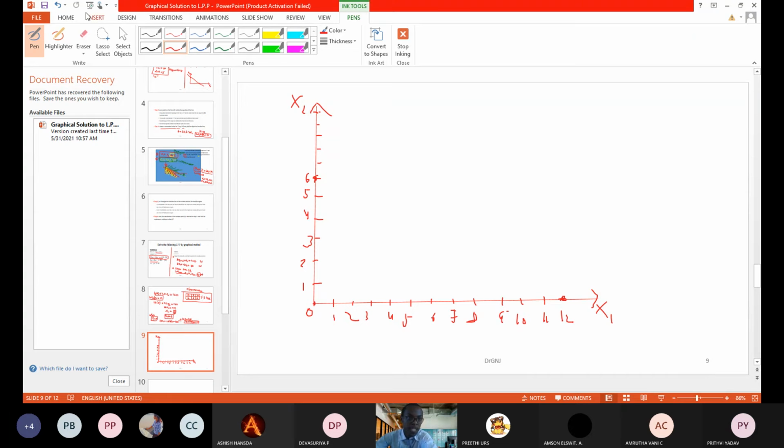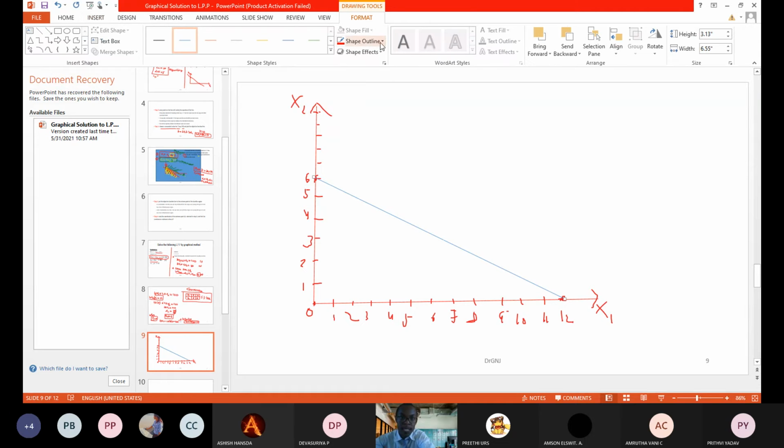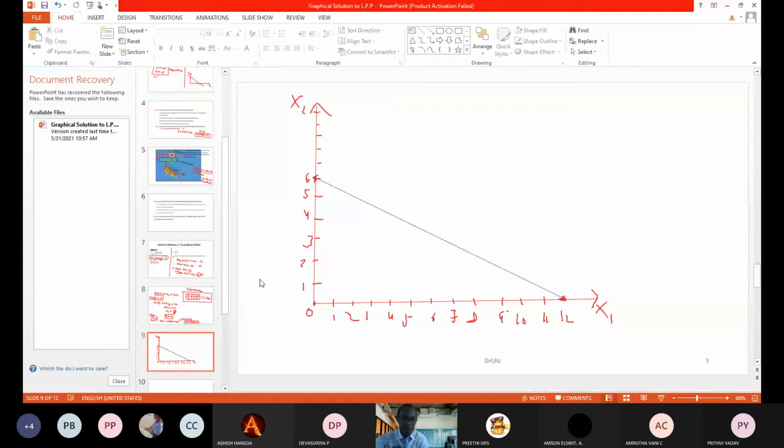Now what you do here is you are going to join these two points. These 2 points have to be joined. Let me give the line a color; yellow cannot be clear. Yeah, no problem. All right, this is the first line.